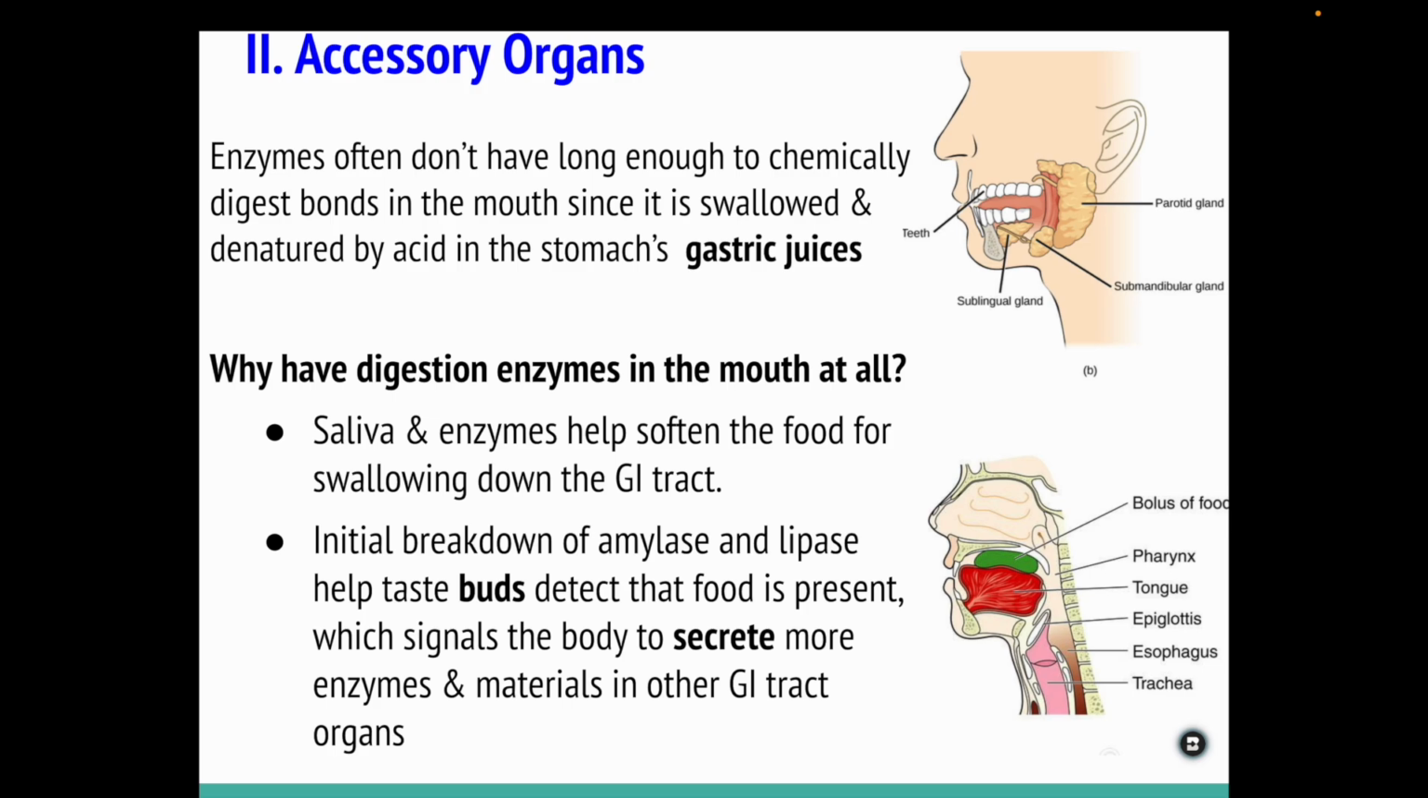So that's kind of why we want some of those fats and some of those sugars to release themselves, so our body activates the gut for secretions.